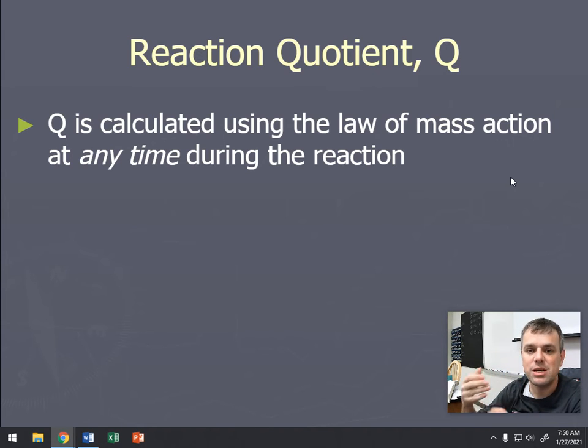In other words, it's the same way we write an equilibrium expression, but you can calculate Q at any time during a reaction. In fact, Q is typically used when you are starting with some set of conditions and you're trying to determine, am I at equilibrium? And if I'm not at equilibrium, which way do I need to shift to reach equilibrium?